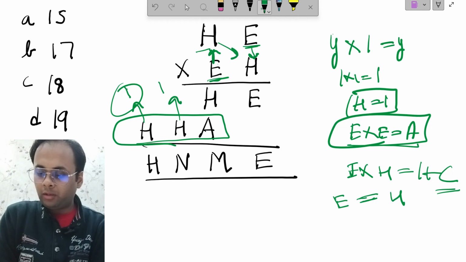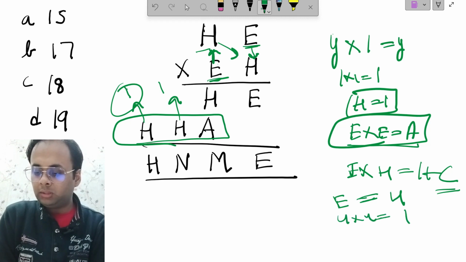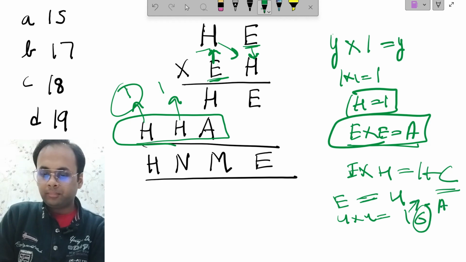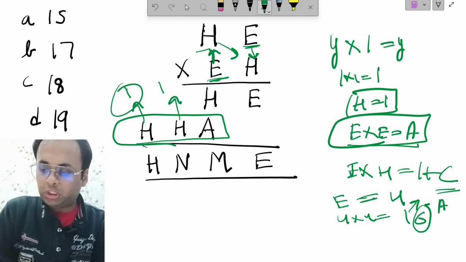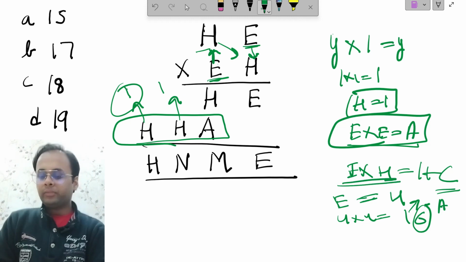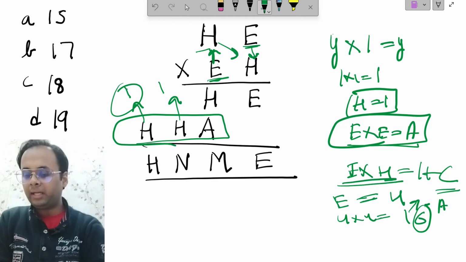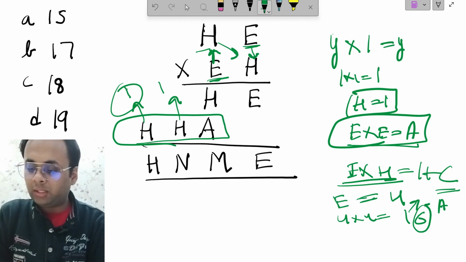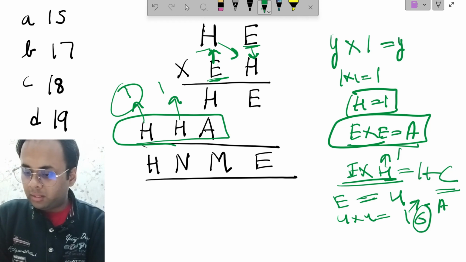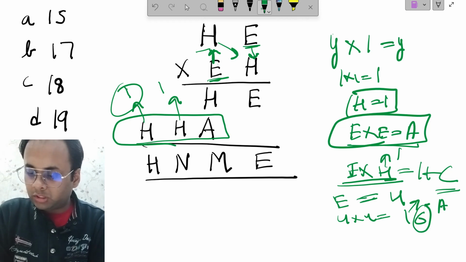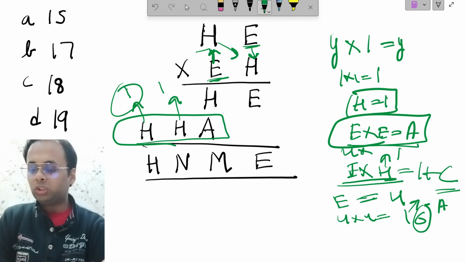So then 4 into 4 equal to 16 here. So a should be 6 in that case, with a carry of 1. And if e gets multiplied by h here in the next step, it should give the result as 1 plus carry. But how can it give? Because h is 1. So even if we have considered e as 4, 4 into 1 cannot generate a carry.